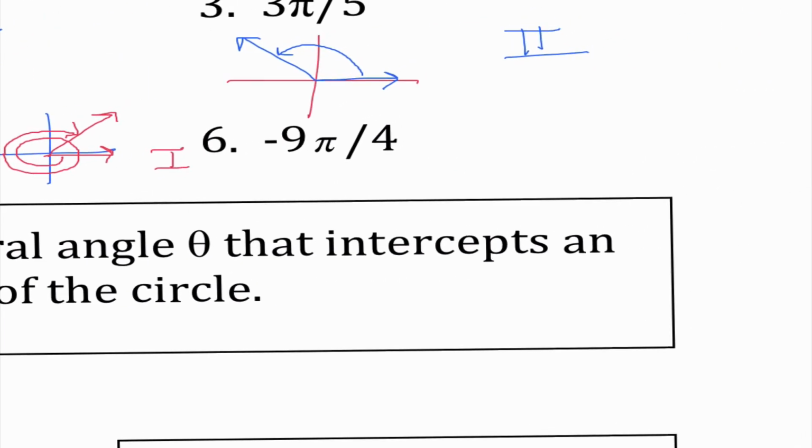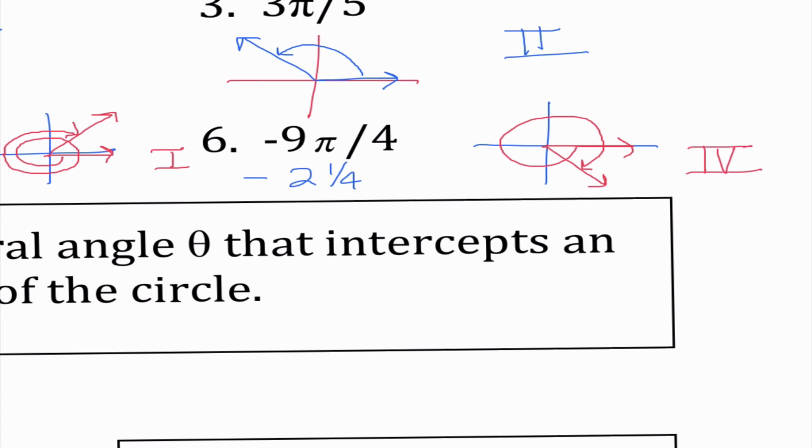Okay, our last one here, this would be like -2 1/4 semicircles. So I'm starting on the positive x-axis, and since it's negative, I'm moving in the clockwise direction. 1, 2, and 1/4 of a semicircle would land me in quadrant 4.